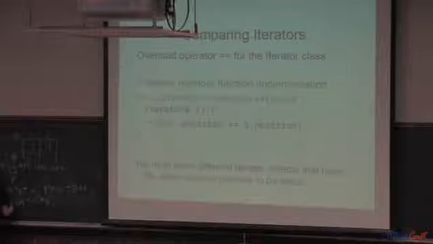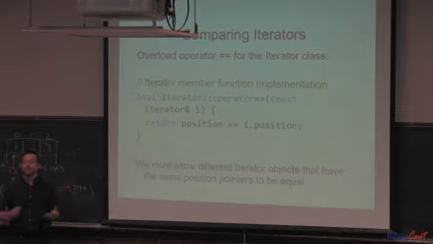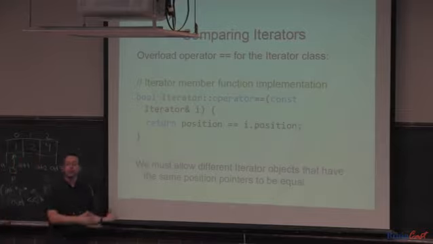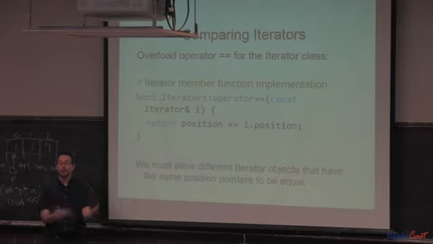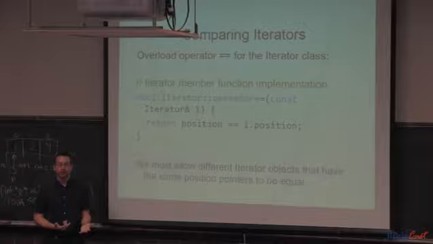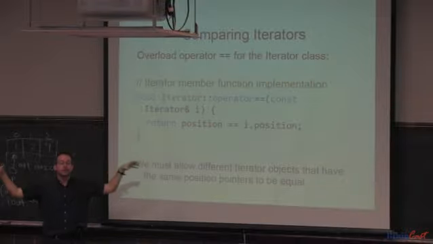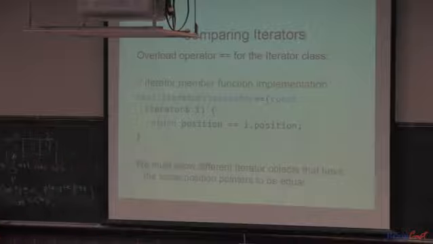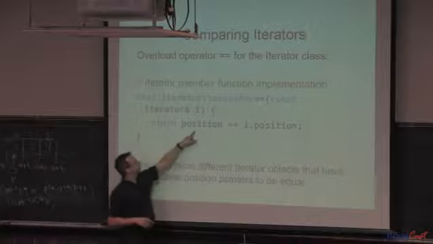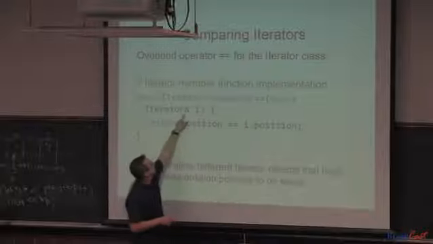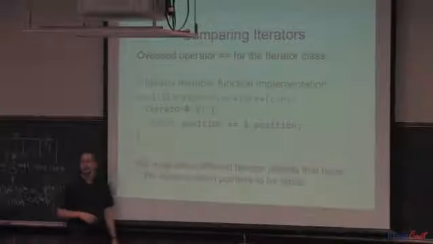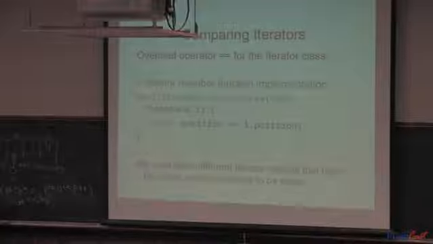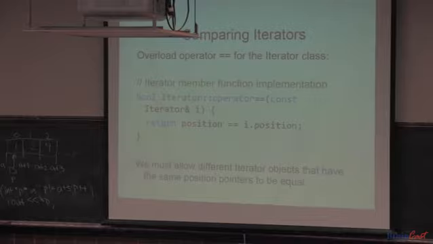It's also important to compare two iterators to see if they both represent the same position. You can have two different iterator objects which have the same memory location stored in their position members. You want different iterator objects which share the same pointee to be considered equal. So you can overload the equals operator to do that. This returns true if the calling object's position is the same as the position of I, which is an argument passed in. This allows two different iterators that have the same memory address held by their position members to be equal.